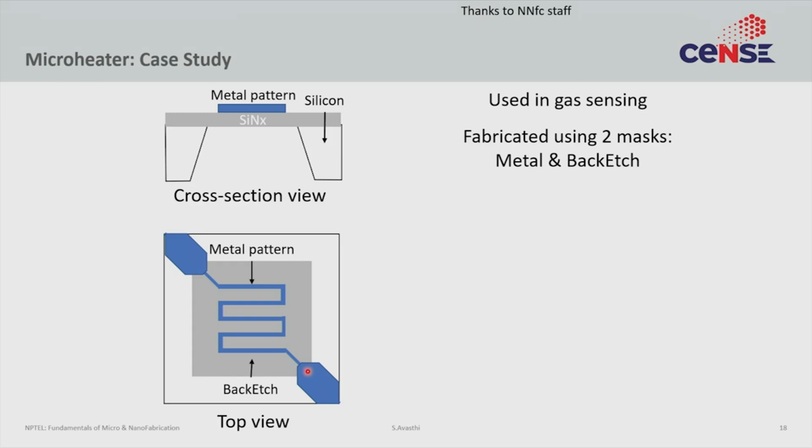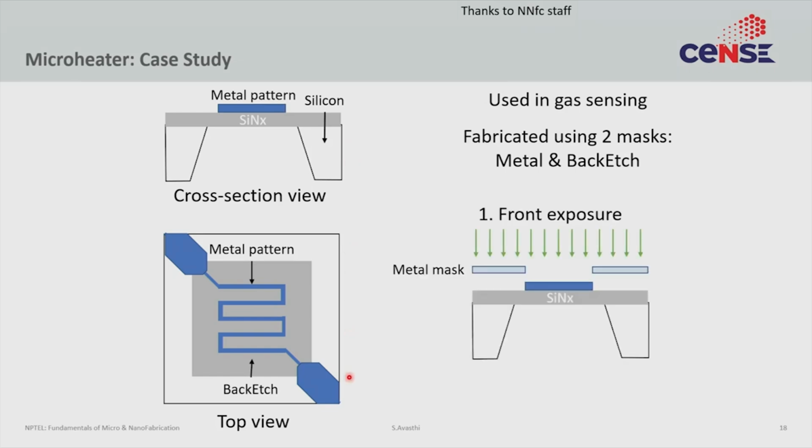It's a small heater. So what the microheater actually has is a cross section of silicon, there is silicon nitride, and there is a metal pattern on the top. So this is what the cross section looks like, this is what the top view looks like. So again, a fairly simple device. It requires just two lithography steps. So on the front, you pattern the metal through a mask, and on the back side, you pattern the silicon, the hole.